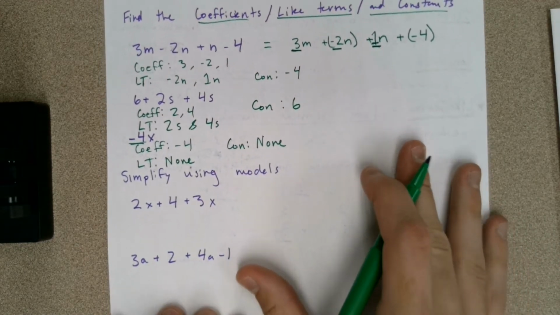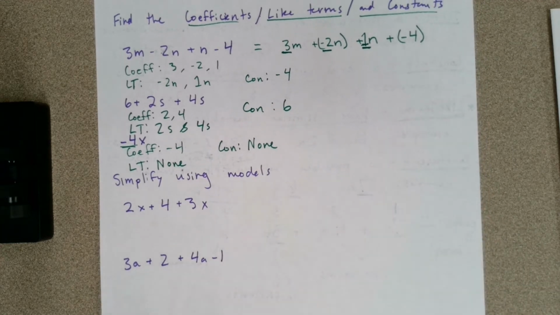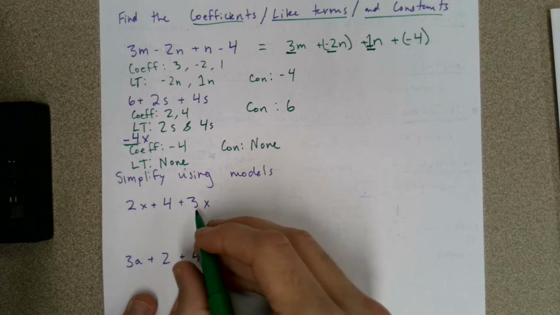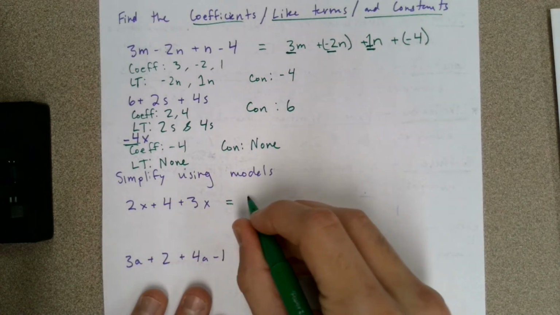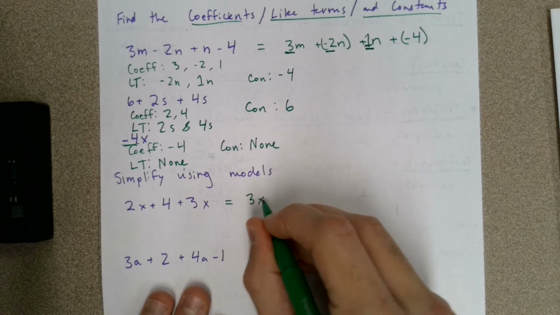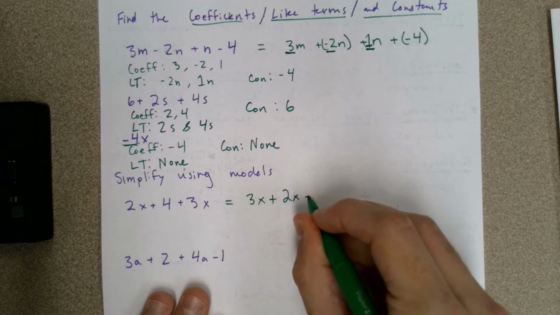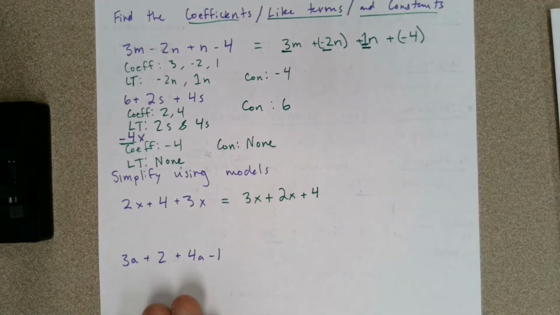There's a little practice with that. Now we're going to move into our next step, which is going to be simplifying these models. This is where we get a chance to put all this work together and practice what we know. So starting here, we got 2x plus 4 plus 3x. I'm going to rewrite this like that.